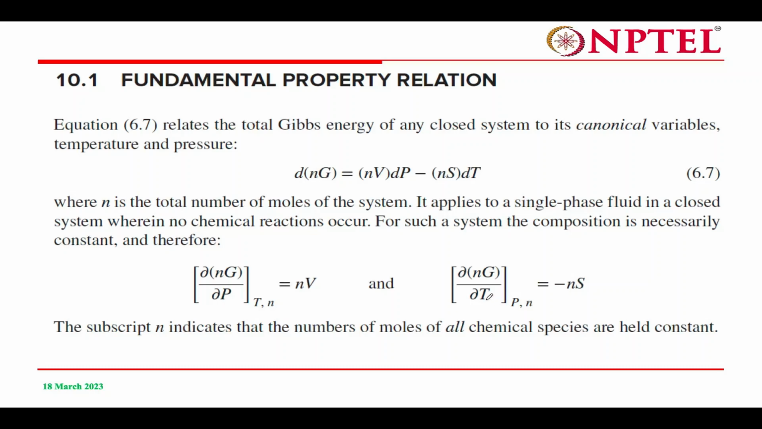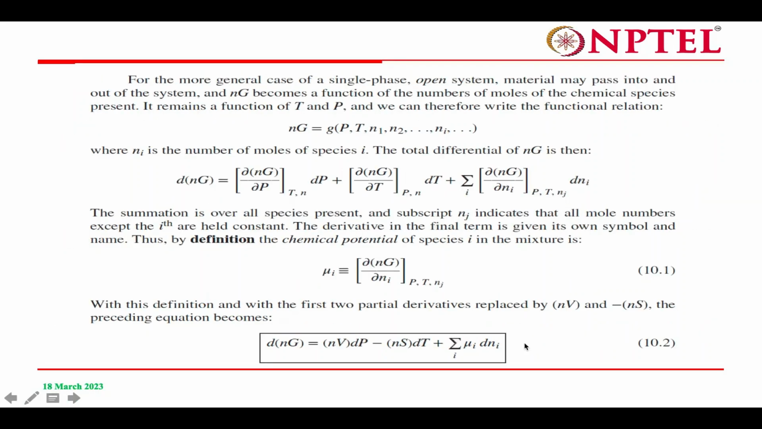Differentiated with respect to temperature at constant pressure. Here the subscript n indicates that the number of moles of all chemical species are held constant. So for an open system, nG becomes a function of the number of moles of the chemical species, temperature and pressure, like nG is equal to a function of P, T, n1, n2, and so on. Here ni is the number of moles of species i. Now take the total differential of nG.